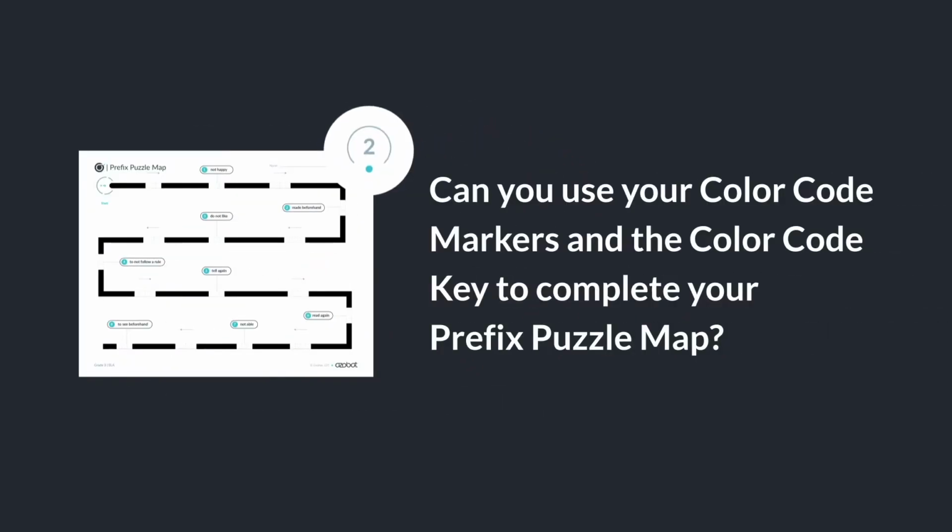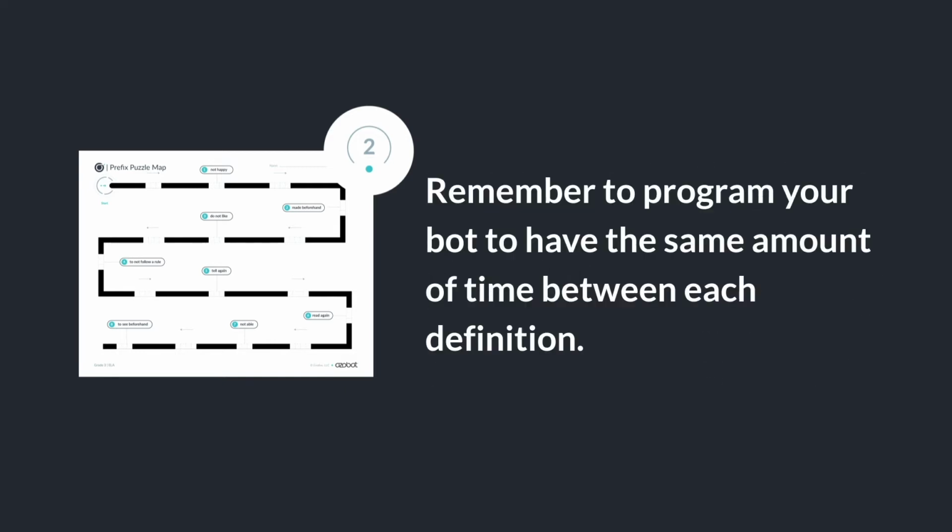Can you use your color code markers and the color code key to complete your prefix puzzle map? Remember to program your bot to have the same amount of time between each definition.